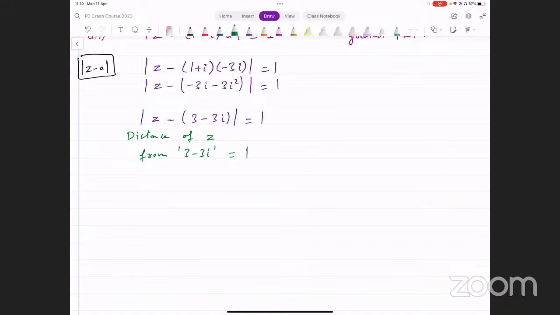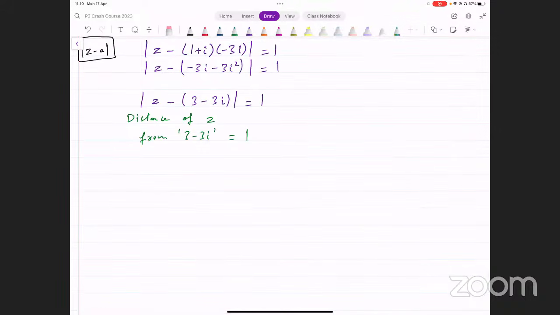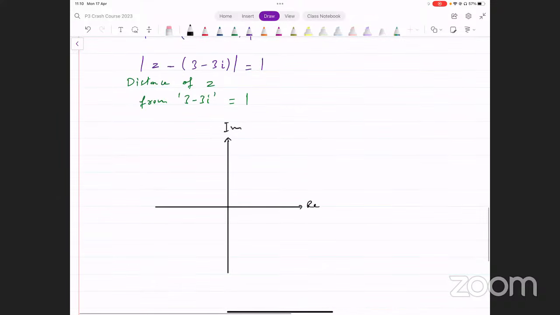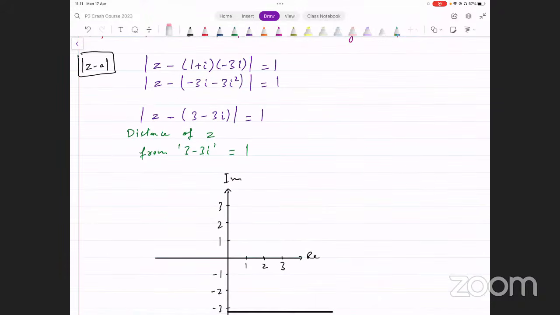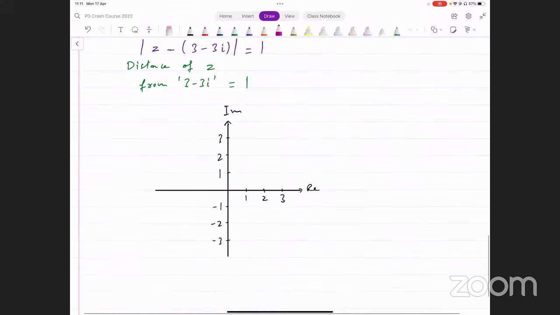Okay. Now let's draw this locus and see what it looks like. You have the imaginary axis here, you have the real axis here. What you have to do is first mark this point 3 minus 3 iota. So you have 1, 2, 3 here. You have minus 1, minus 2, minus 3 here. You have 1, 2, 3. 3 minus 3 iota, this is in the standard form, right? z minus a. So in place of a, we have 3 minus 3 iota. Let's mark that point first of all. 3 minus 3 iota, that point is going to be right here.